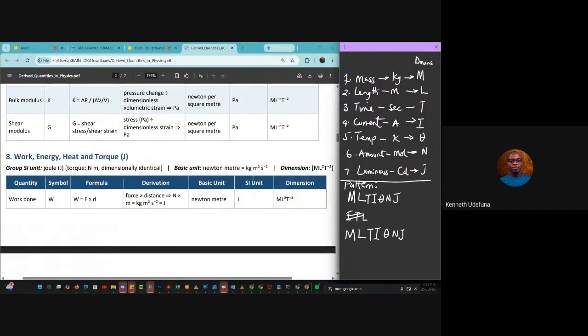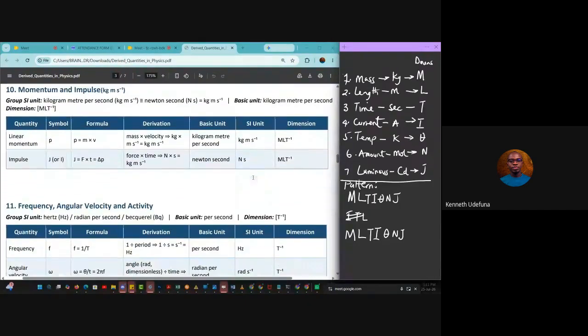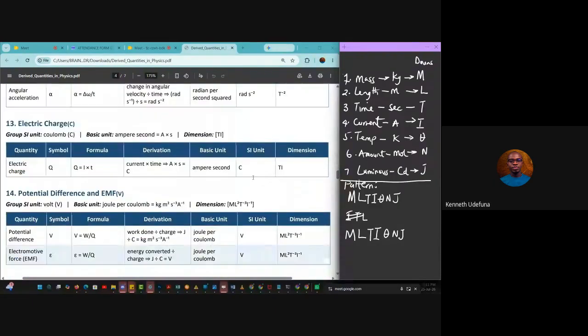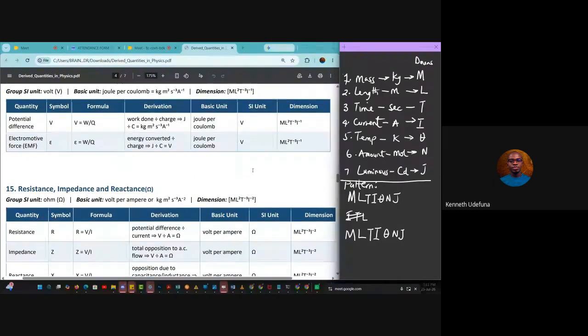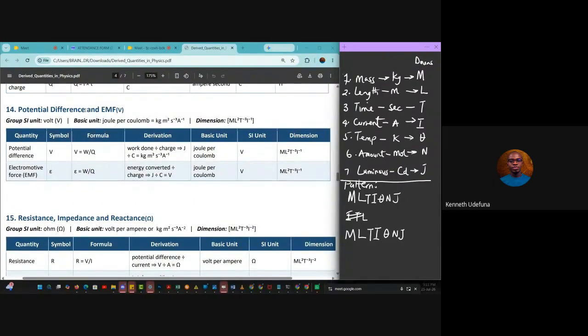Okay, let's go down. Let me show you something different. Look at this one. Look at number 14, the potential difference. For potential difference, what do we have here now? We have M, L, T, and what? I. Look at the pattern.